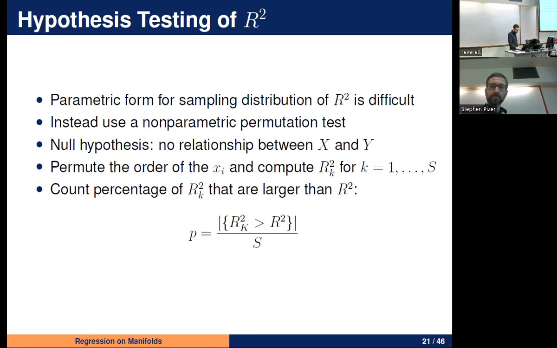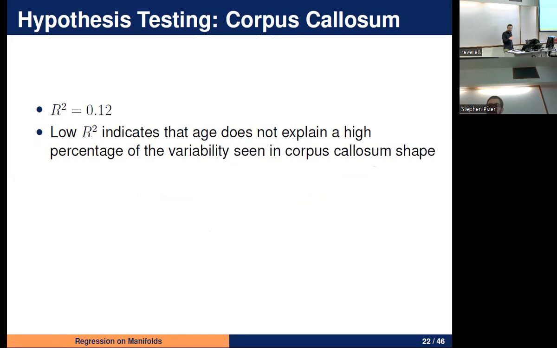Okay, now in the corpus callosum experiment I just showed, the R squared turns out to be 0.12. And remember, it's between 0 and 1. It seems like a low number, but you have to remember that we have, I think, 256 dimensions. So we're in a high dimensional shape space. I should say 256 minus 4, for removing translation, rotation, and scale. So we have 252 manifold dimensions, because it's 128 points times 2, minus 4 for rotation, translation, and scale.